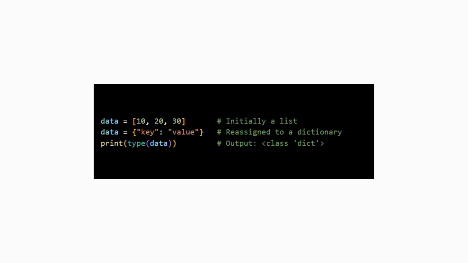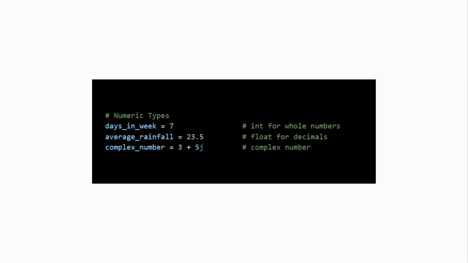For instance, you could declare data = [10, 20, 30] as a list, and later change it to data = {"key": "value"}, which makes data a dictionary. While dynamic typing makes Python very adaptable, it's important to remember that it can lead to unexpected results if variable types change unintentionally. Python has a few key data types that make it easy to store different kinds of information. Let's go over some of the most common types.